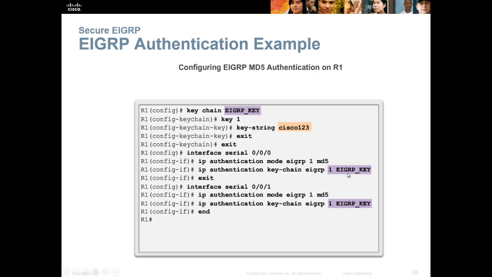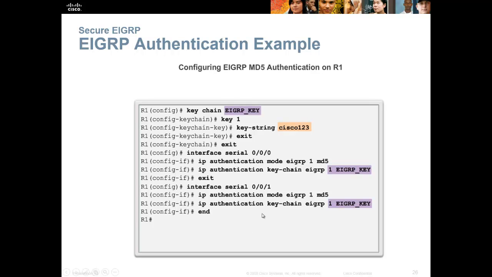Now, why they separate the word keychain and then the actual keychain name after EIGRP 1, I have no idea. To me, it made more sense if they did IP authentication for EIGRP 1 to be keychain, then the name, like keychain Bob. That would make more sense to me. I don't know who comes up with this stuff, but apparently they're way smarter than me, so they don't speak my language of dumb, but you get the idea.